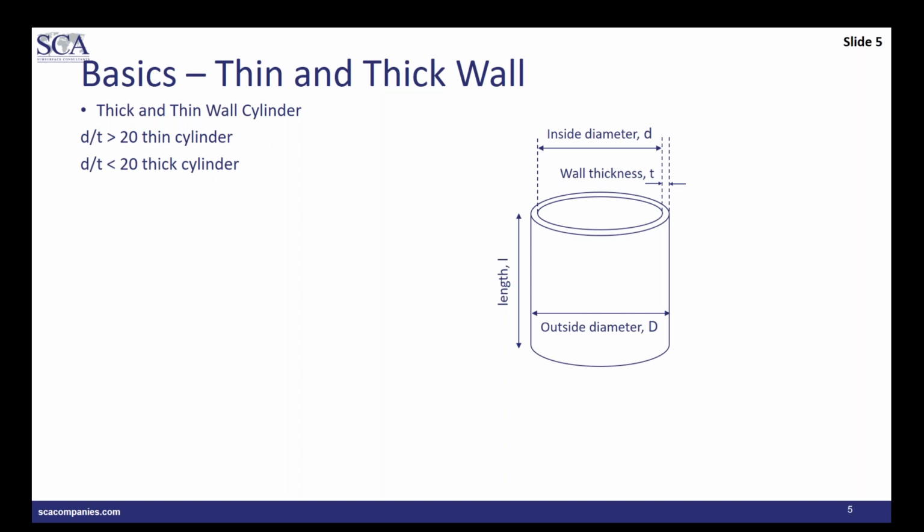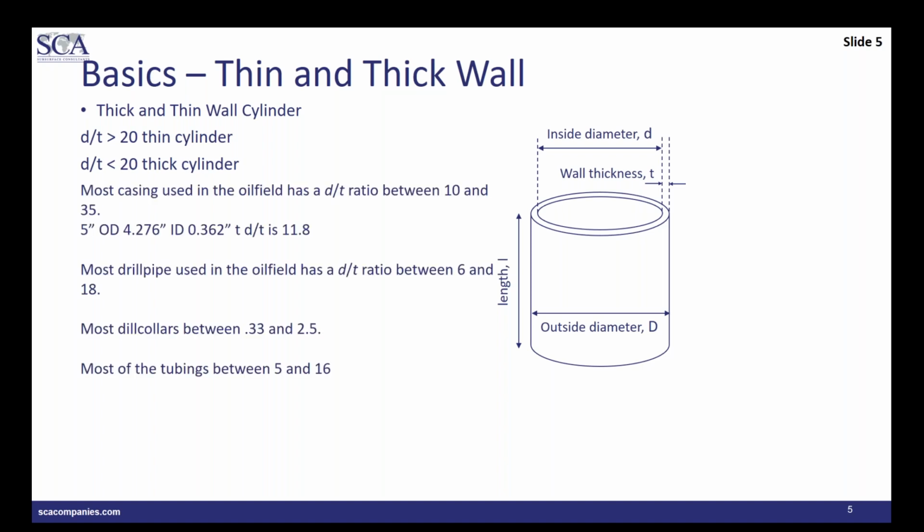Now, how does it relate to our casings, tubings, drill pipes, and drill collars? You can see most of the casings we use stand from 10 to 35 D over T ratio. Pipe and drill collars, we can see how it is. So it is almost 5 to 35 ratio. It goes from thin wall to thick wall.